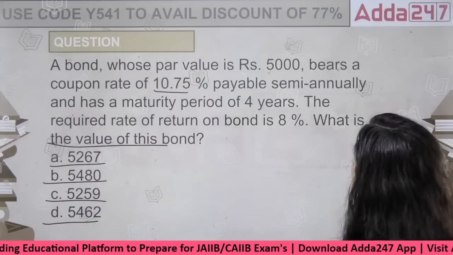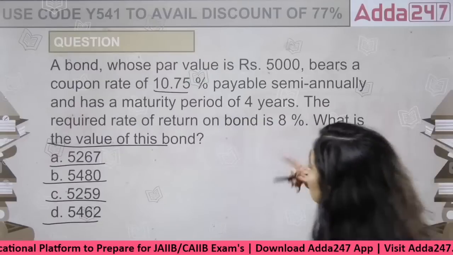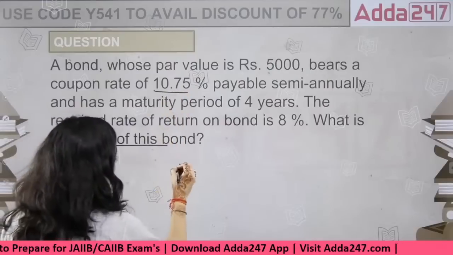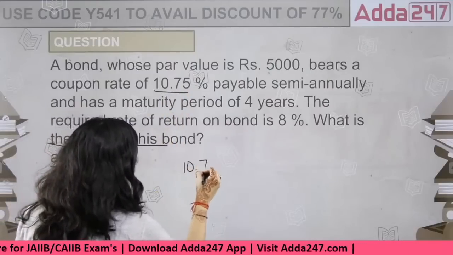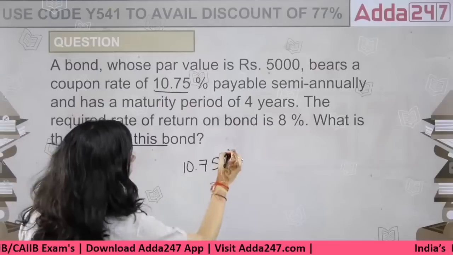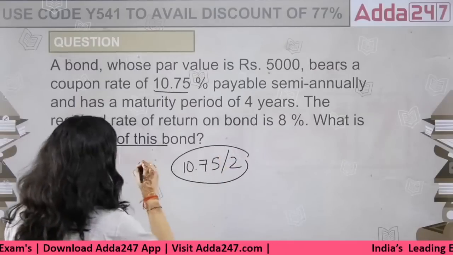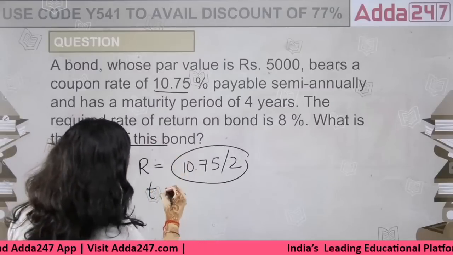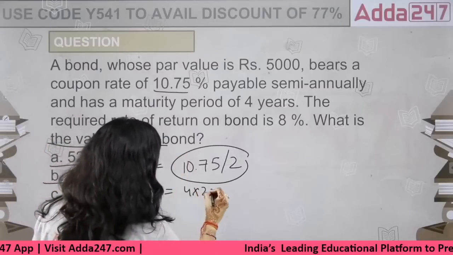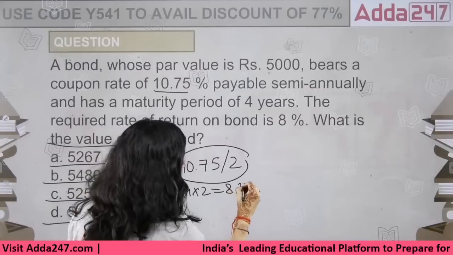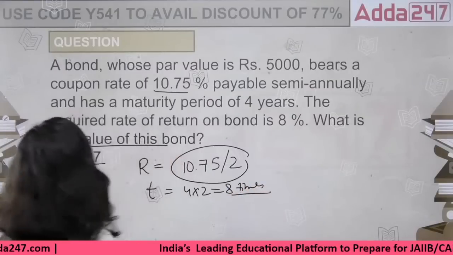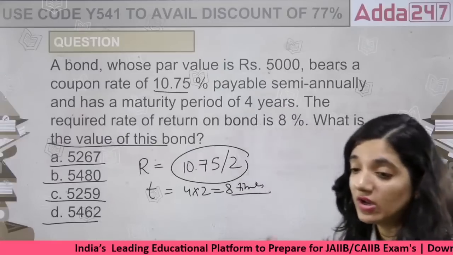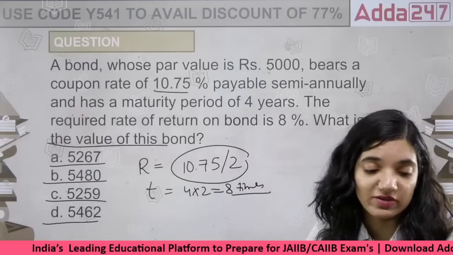See, the point is, if it is paid semi-annually, that means the period is not going to be 4, it's going to be 8. And even the rate of interest has to be halved. That means to calculate the answer, you have to take 10.75 divided by 2 in terms of your rate. And in terms of your time, it would not be 4 years, it would become 4 multiplied by 2. That means it would be 8 times, right? So in this case, you have to calculate the value of the bond. That means we are looking for the present value of something that we are going to have in future. So what are we going to do here?